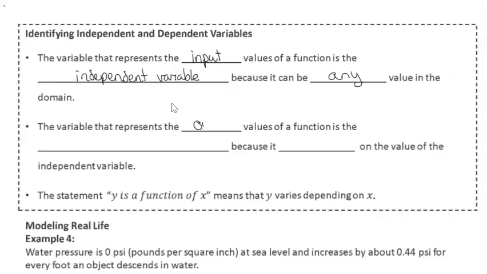Now the output value is dependent. And the reason it's dependent is because how you get the output depends on what you plug in. So it depends on the independent variable. You get to choose the number you plug in, that's independent. And what it gives you is the output, and that's dependent because whatever it gives you depends on the number you put into the equation.